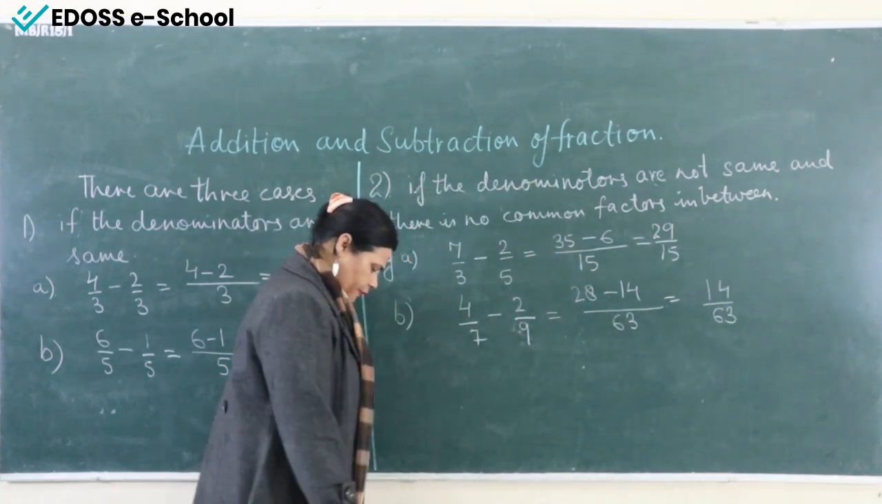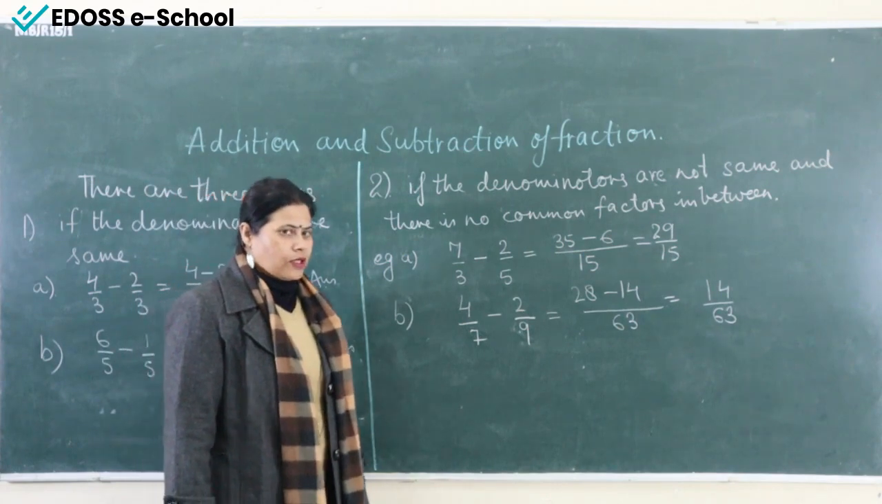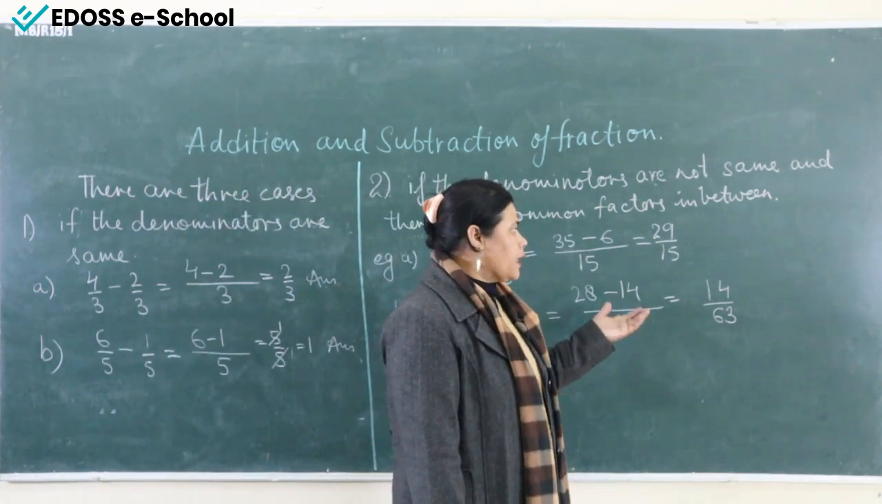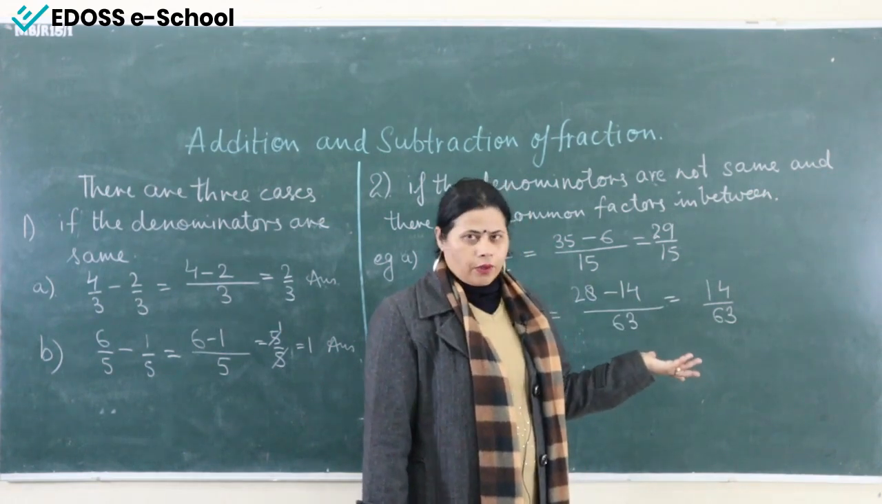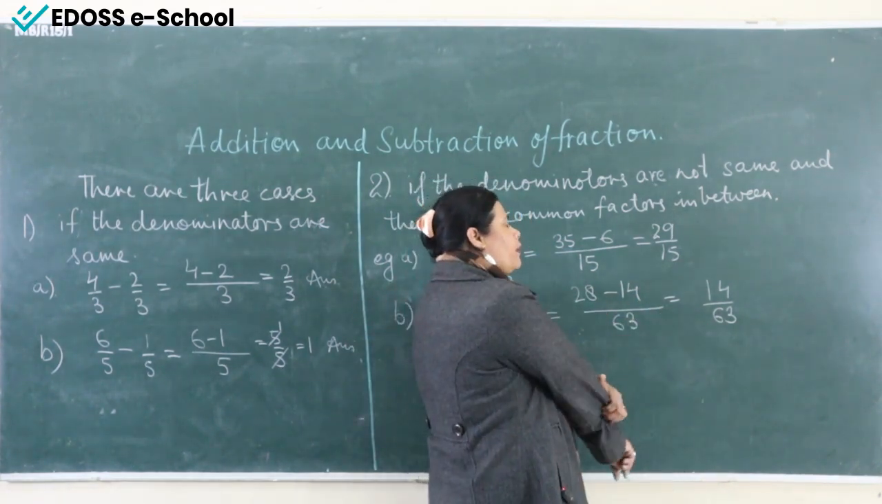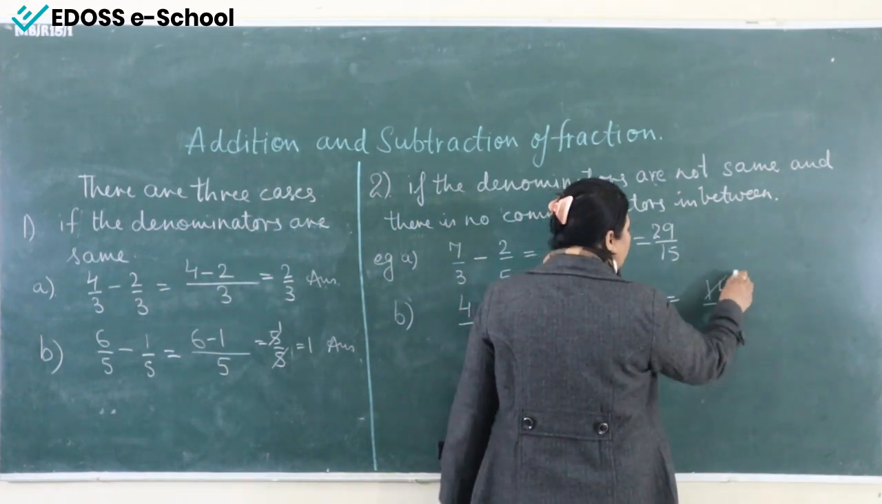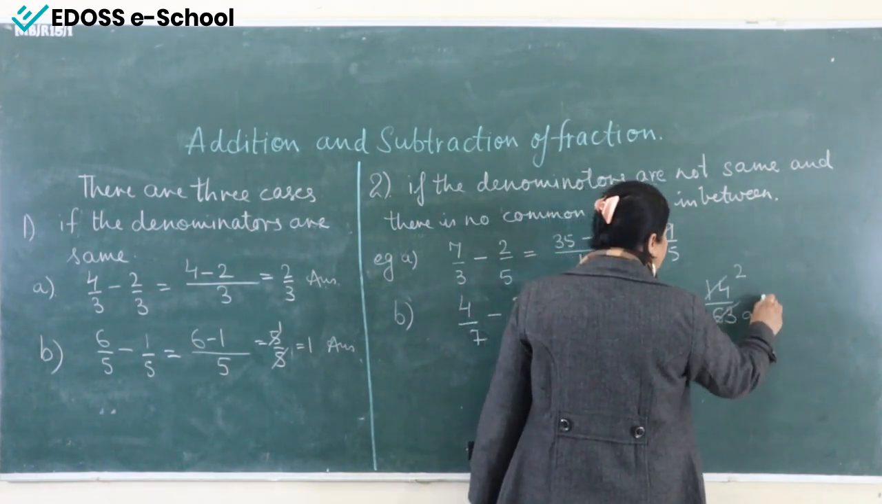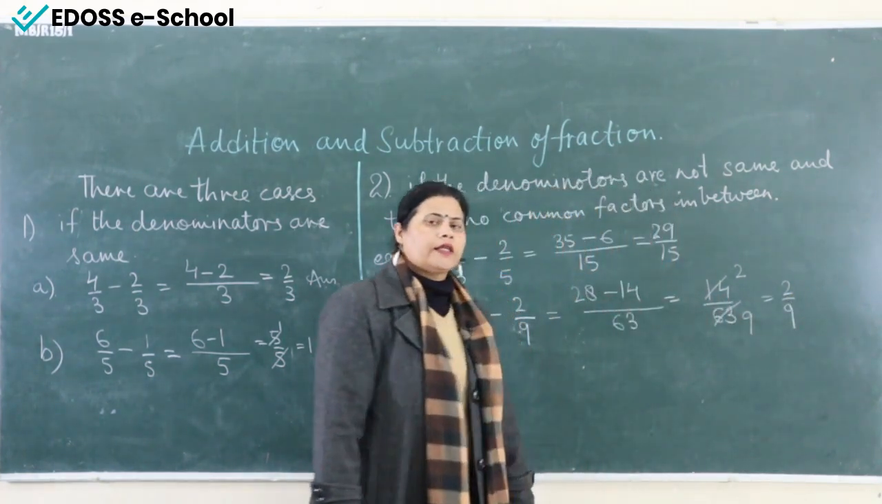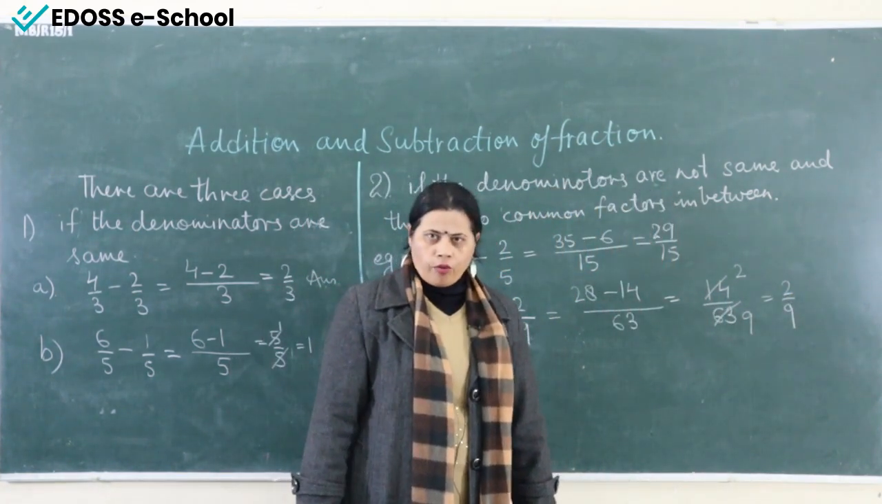Now see, 14 and 63, is there any cancellation in between? Yes, 14 comes in the table of 7 and 63 also comes in the table of 7. So 7 2s are 14 and 7 9s are 63. So this is your lowest term, or you can say this is your simplest form, right?